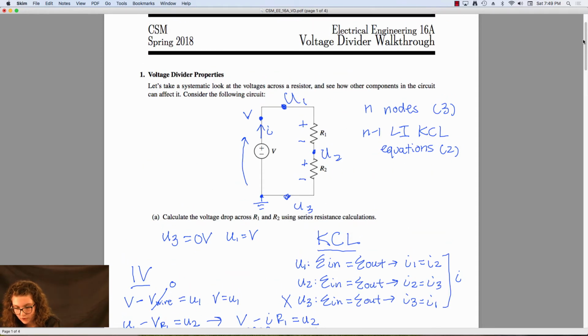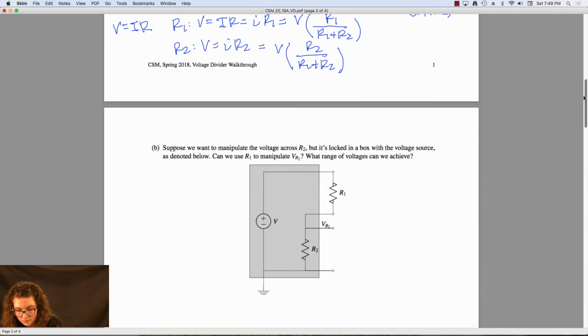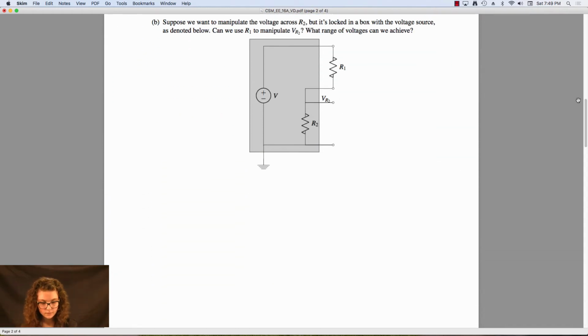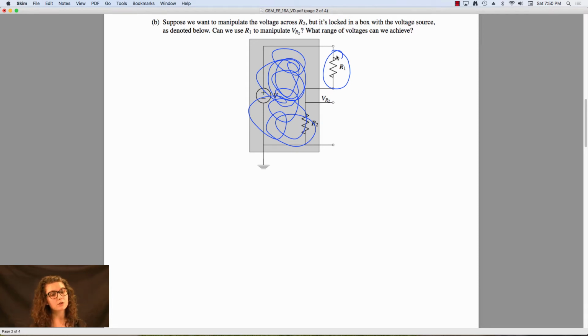So let's move on to part B now. Part B is a slightly different situation, but we have a voltage divider in this as the common denominator. Part B reads, suppose we want to manipulate the voltage across R2, but it's locked in the box with the voltage source, as denoted below. So everything within this box right here, you cannot change. But we can change R1, it's outside of the box. So can we use R1 to manipulate VR2? Can we change the value of R1 to change the potential right at this node? What is the range of voltages we can achieve?